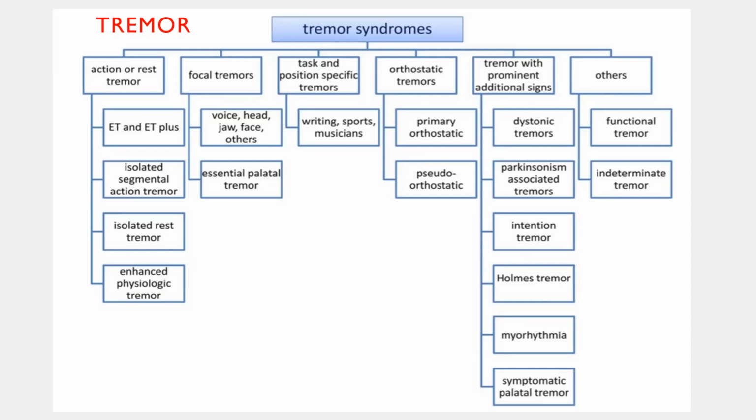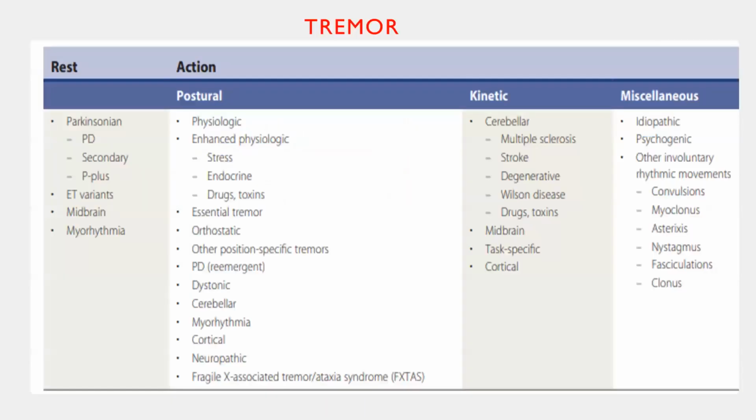And if a patient is having tremor along with another movement disorder, like a dystonia patient having tremors, that is dystonic tremor. Then Parkinsonism-associated tremors, intention tremors in cerebellar disease, Holmes tremor in midbrain disease, myorhythmia as in Whipple's disease, and palatal tremors, and others like functional tremors also exist. These are all the broad tremor syndrome classification. Just see what kind of tremor the patient is having.